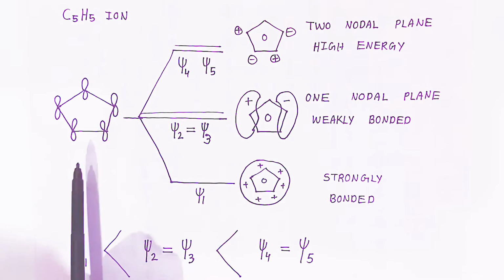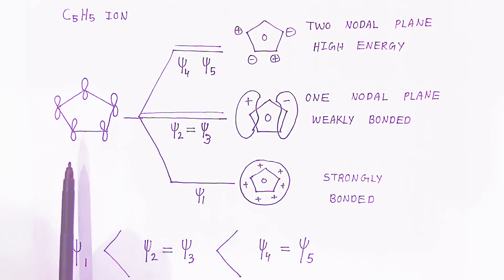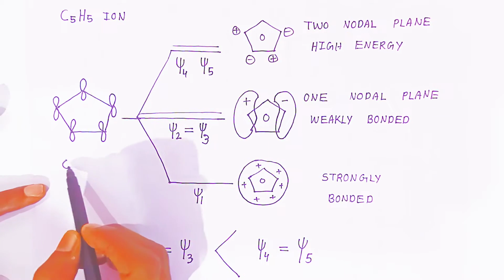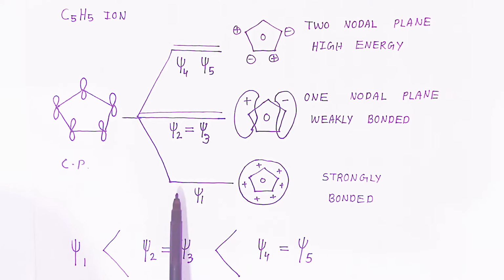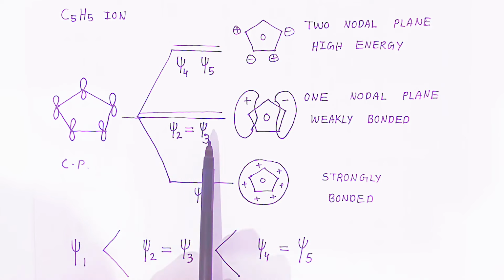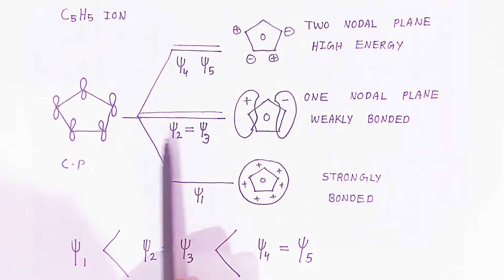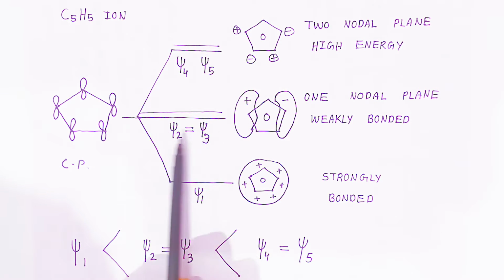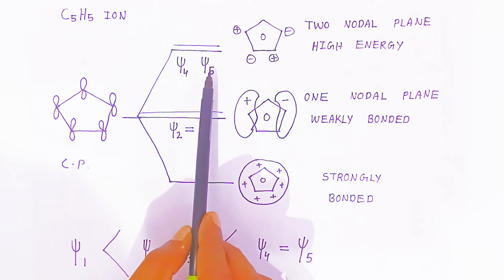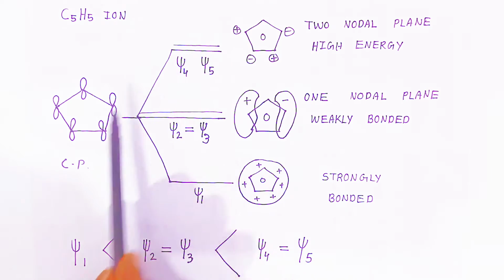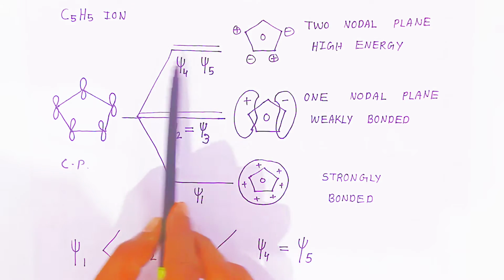Now here students, I have given the 4D structure of the cyclopentadienyl ring, that is called the CP ring. Now what happens students, this is the psi1. The energy level of psi1 is lower than psi2 and psi3. Psi2 and psi3 have mostly the same energy level, that is why I have represented them like this. The same thing is here, psi4 and psi5. These molecular orbitals of the cyclopentadienyl ring also have the same energy level.